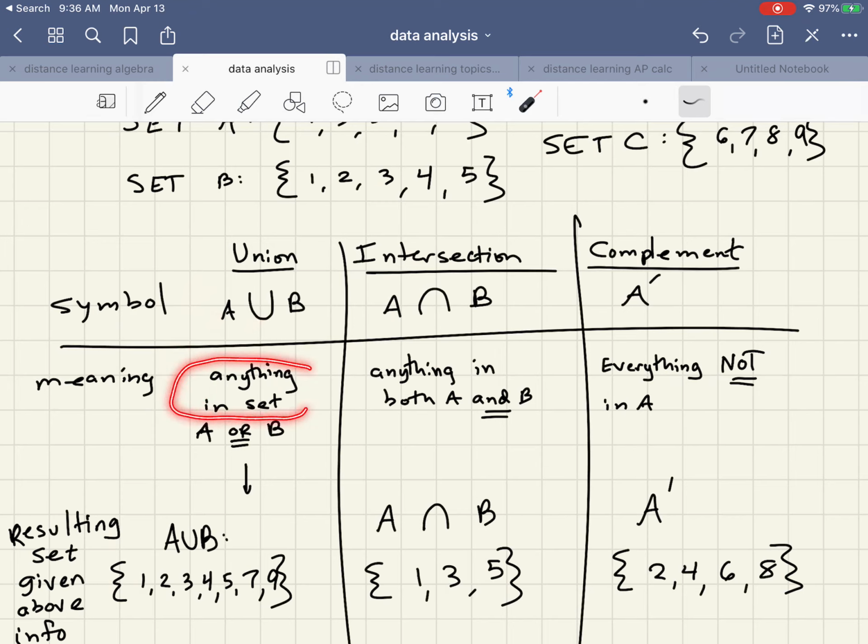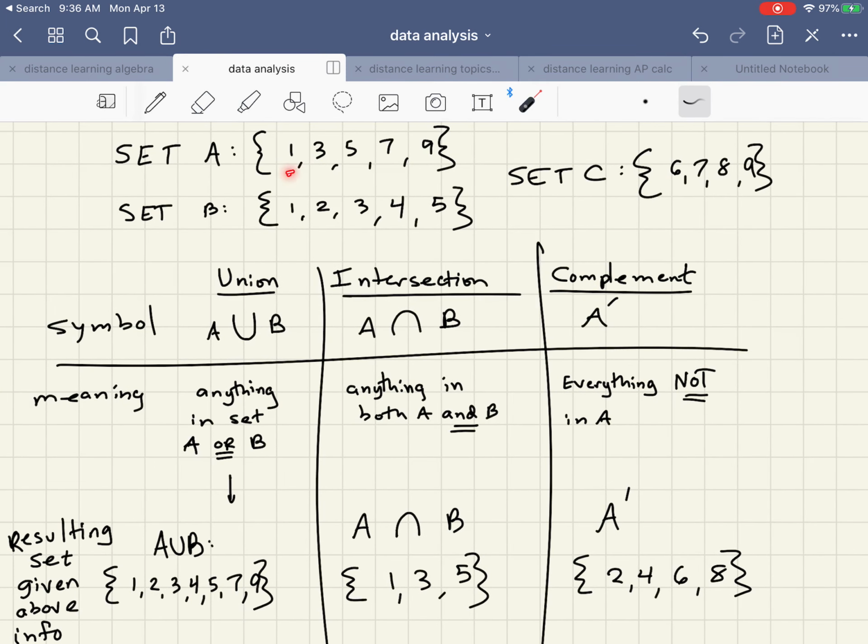Now the meaning of each is as follows. A union B is anything in set A or B. So if you look at our sets, set A is 1, 3, 5, 7, 9. Set B is 1, 2, 3, 4, 5. As long as it occurs once in either of those sets, it counts as part of A union B. So that result would be A union B is 1, 2, 3, 4, 5, 7, 9.